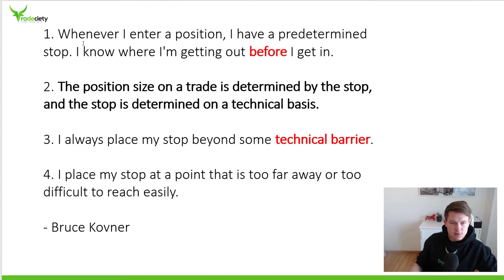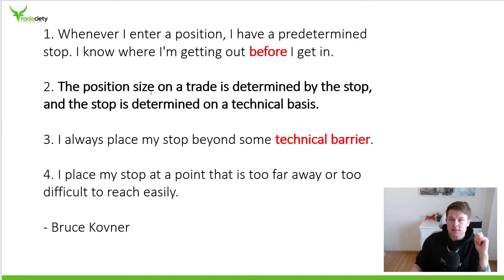So the first one is, whenever I enter a position, I have a predetermined stop. I know where I'm getting out before I get in. That's very, very important, because obviously there is this other quote: the last moment of objectivity is before you place a trade. Once you're in the trade, then money is on the line. You are very, very emotional very often with the money that is being risked, and then you cannot make objective decisions anymore. So before you get into a trade, be very clear of where your stop loss is going to be.